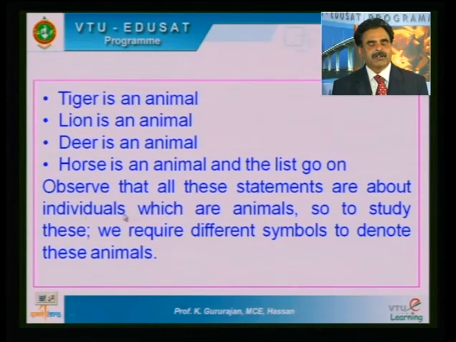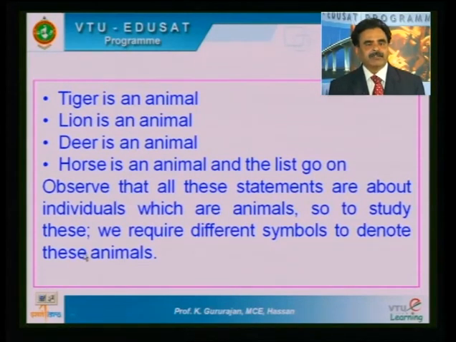Now, to describe all these animals, even if I have about 1000 animals present in a zoo, then I certainly require 1000 different symbols to describe them. Will you agree with me? Suppose we consider a zoo possessing about 1000 animals. If you want to describe all these 1000 animals, I require 1000 different symbols, like P1 means tiger is an animal, P2 means lion is an animal, P3 means deer is an animal. I require P1, P2, P3 up to P1000, 1000 different symbols.